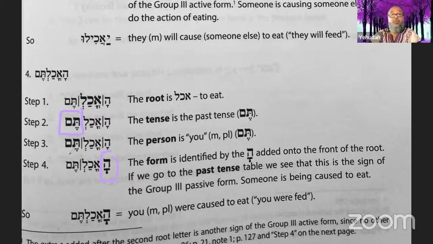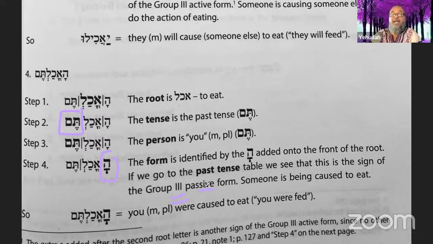And where is it going to be found? Is it going to be found in group number 1, group number 2, group number 3? Is it going to be simple? Is it going to be forceful? Is it going to be causative? Where's it going to be? So if we go back and look at that past tense table, we're going to see that this is the sign of group number 3. This is group number 3, which is causative, right? But also we've got to understand that it's passive.